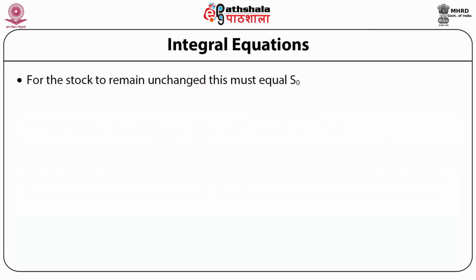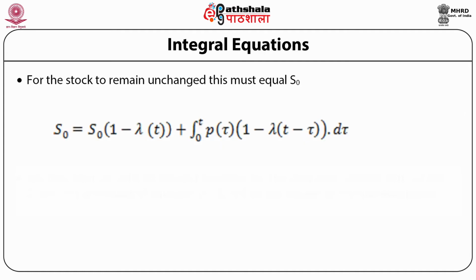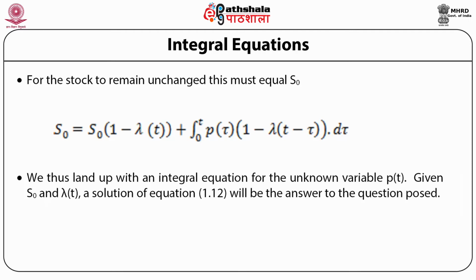So, for the stock to remain unchanged, this must equal S naught. Therefore, S naught is equal to S naught into 1 minus lambda t plus the integral from 0 to t over d tau, where the integrand is p of tau into 1 minus lambda into t minus tau. And this is the integral equation corresponding to the question which we had posed.